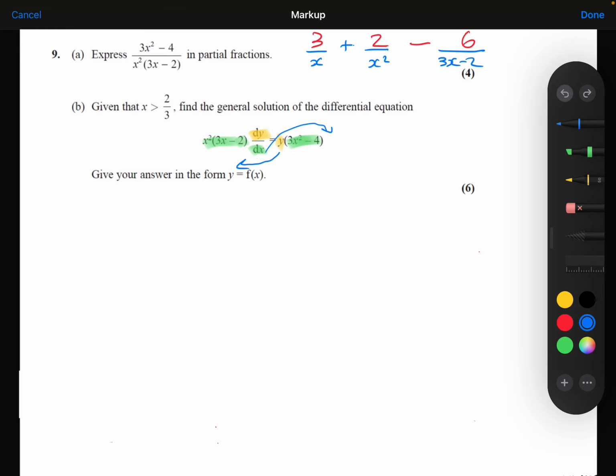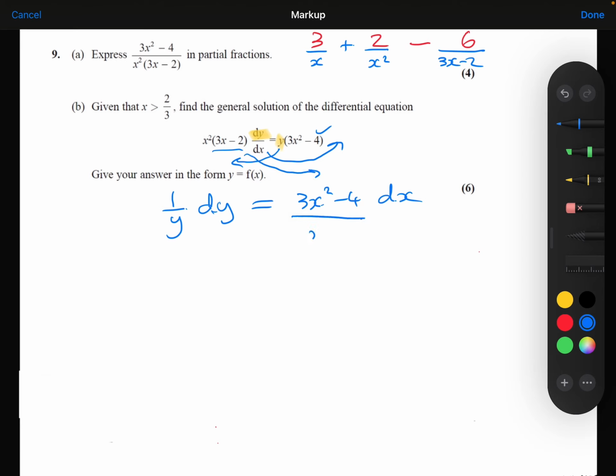So just focusing on the y terms first of all. Like I say, we've got the 1 over y dy. So that's gone down here. The 3x squared minus 4, that stays exactly where it is. This dx moves to the top there. We're multiplying both sides by dx, and we're dividing both sides by the x squared 3x minus 2.